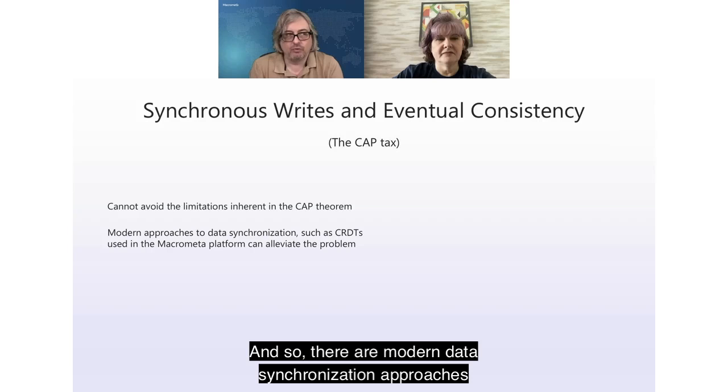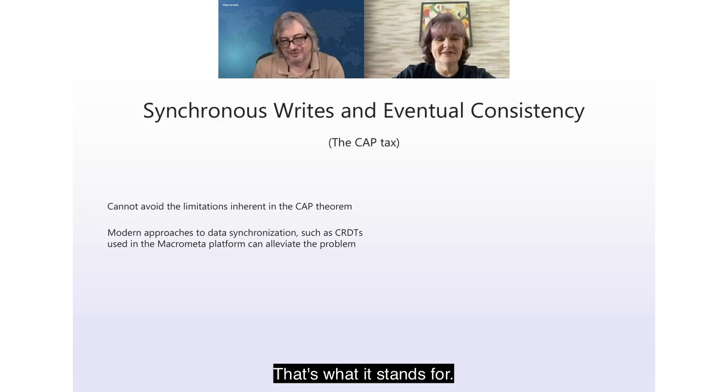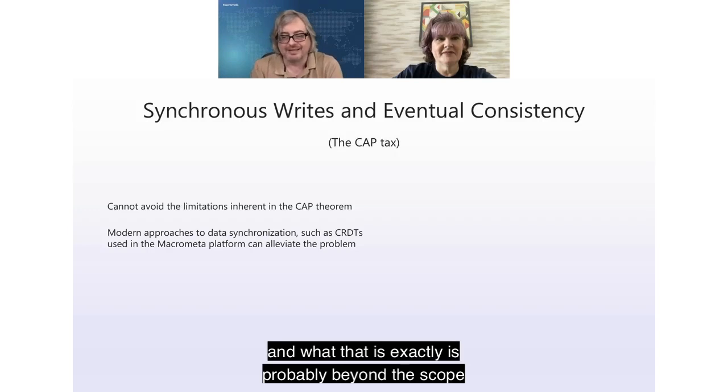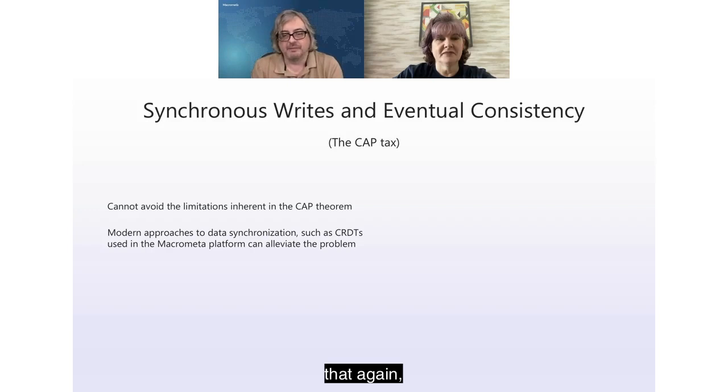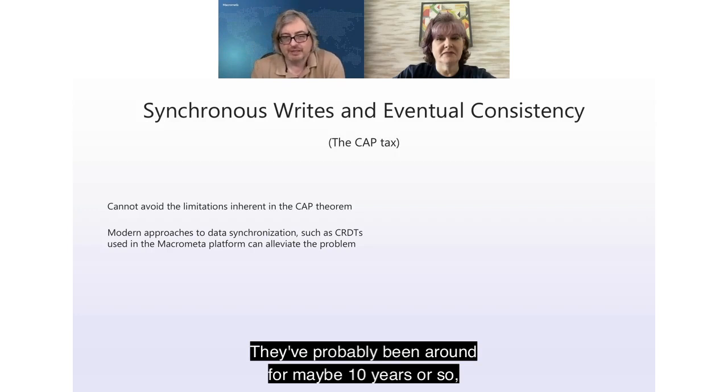And so there are modern data synchronization approaches such as CRDTs, which are, what does that stand for? I just totally went blank. But effectively, it's a conflict-free replicated data type. That's what it stands for. To get into how that works exactly is probably beyond the scope of the time we have for this presentation today. But just know that there are some newer technologies. CRDTs are not new in the theoretical computer science space; they've probably been around for maybe 10 years or so.